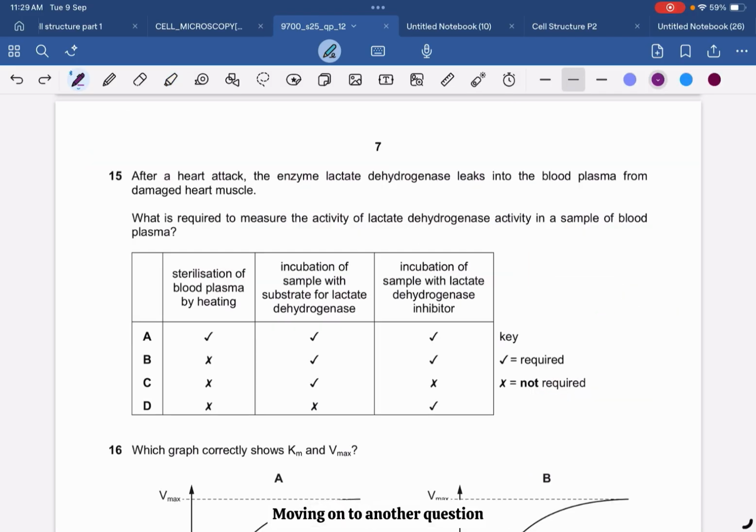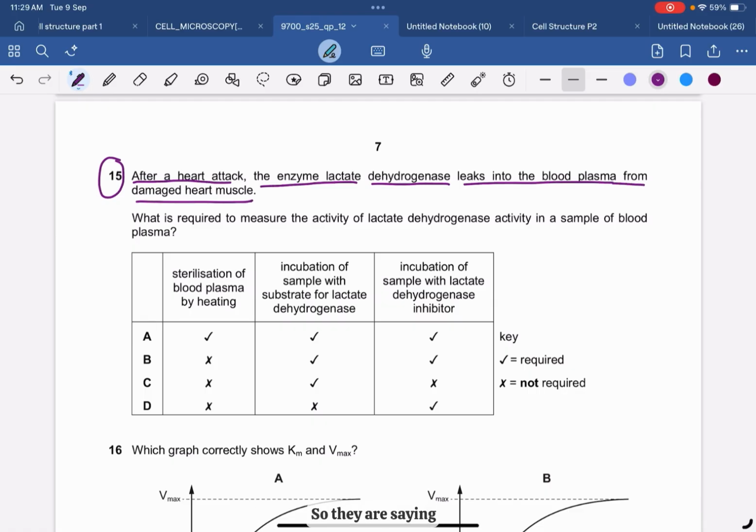Moving on to another question, which is question number 15. It says that after a heart attack, the enzyme lactate dehydrogenase leaks into the blood plasma from the damaged heart muscles. So they are saying that whenever the heart muscles get damaged during a heart attack, that releases the enzyme known as lactate dehydrogenase, also commonly known as LDH.